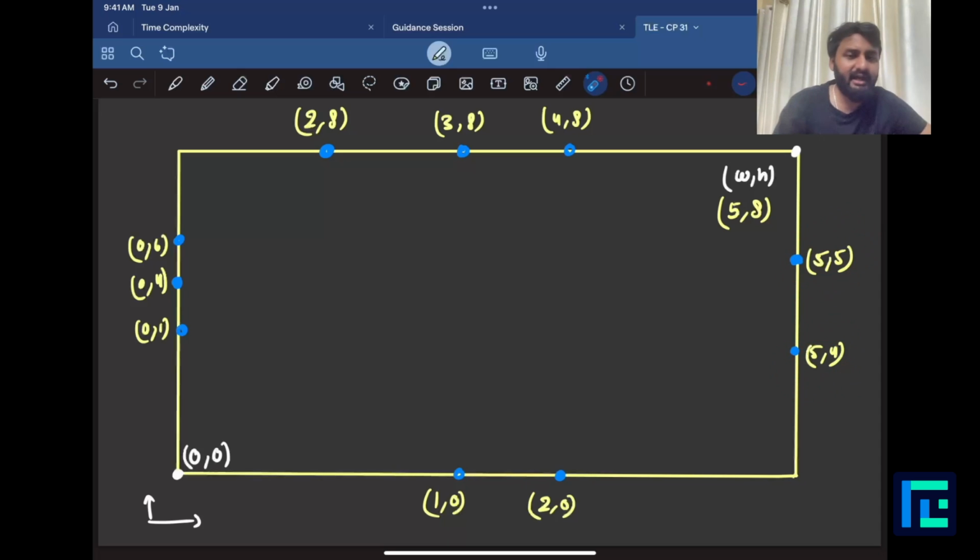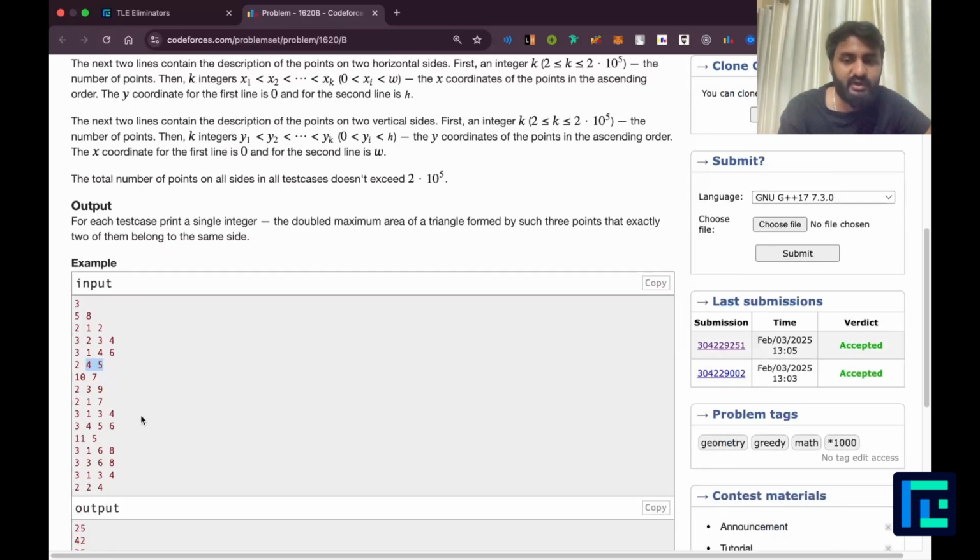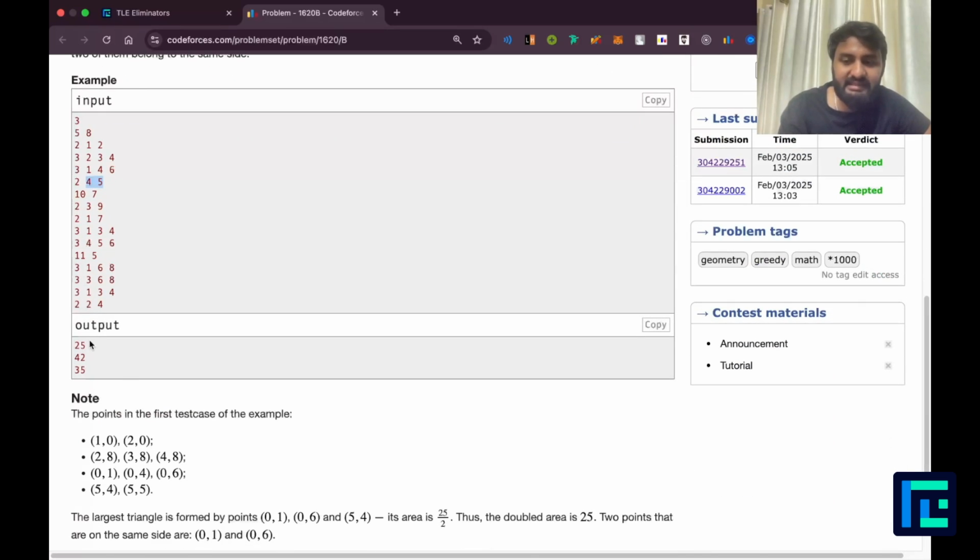So I have drawn the diagram roughly. This is not true to the exact system of points, so don't worry about that. We just need a rough figure to understand what sort of answer we are achieving. Now for this case, the answer is coming 25.